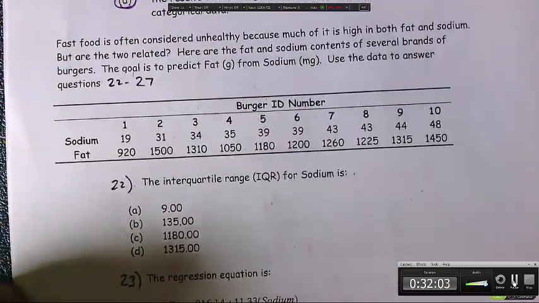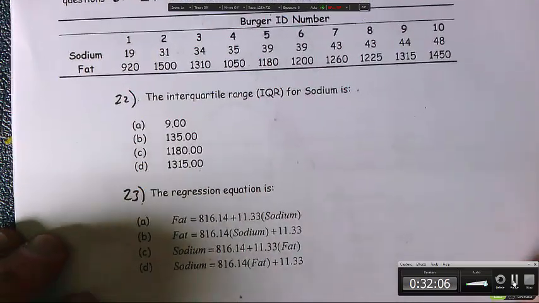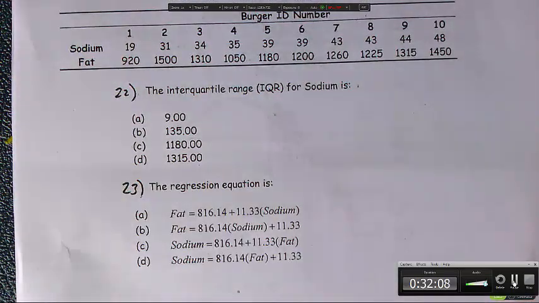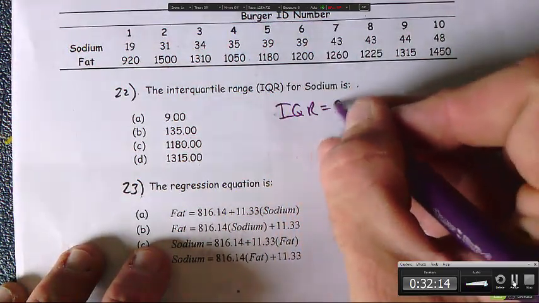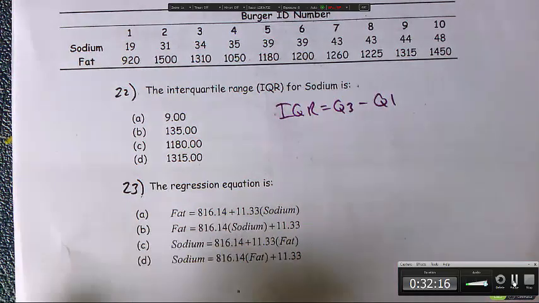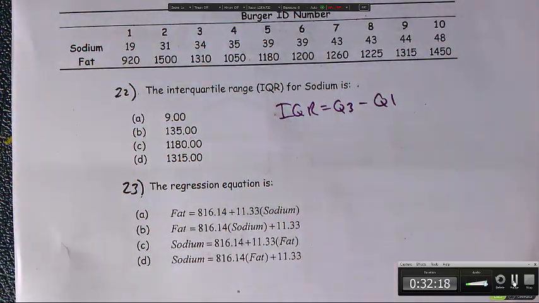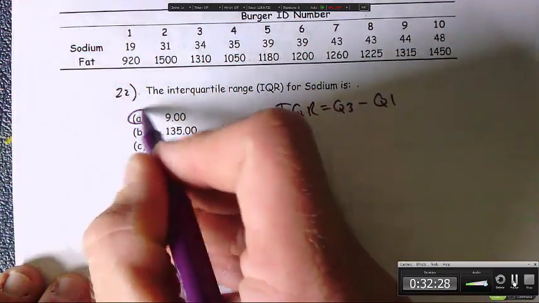Remember, use the following information for the last 7 problems in this packet. The interquartile range for sodium is, you need to know the formula for IQR. It's Q3 minus Q1. I've already showed how to do that in the calculator. You would type in the list, sodium list, right? Go to one variable stats. One variable stats will give you Q3 and Q1. You get the answer is 9.